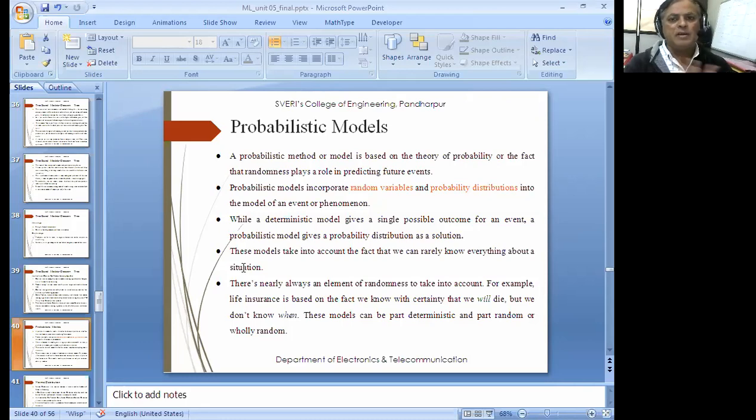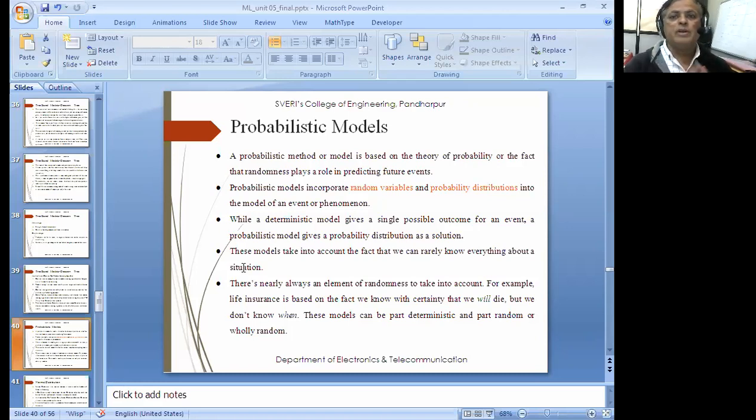if we compare the deterministic model, which will come under non-probabilistic, and the other, the probabilistic model, at that time what we are going to have is that as far as the deterministic model is concerned, we have a single possible outcome, but as far as the probabilistic model is concerned, it gives a probability distribution as a solution.